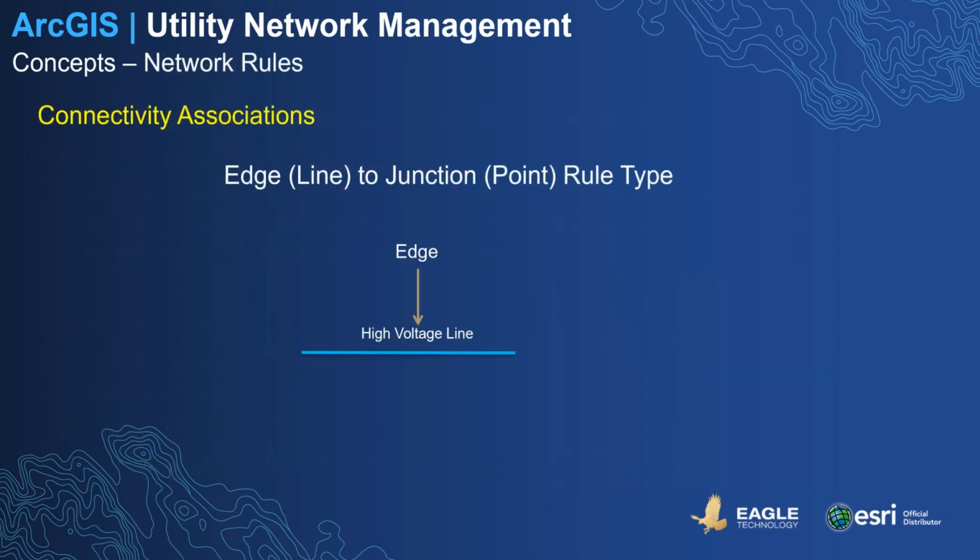Now, probably most importantly are the rules which govern your connectivity. An edge junction rule is the most simple, and this rule defines which point feature, asset group, and asset type combination can snap to which linear feature, asset group, and asset type combination. This is more or less the same way you would enforce a rule in a geometric network using coincidence.